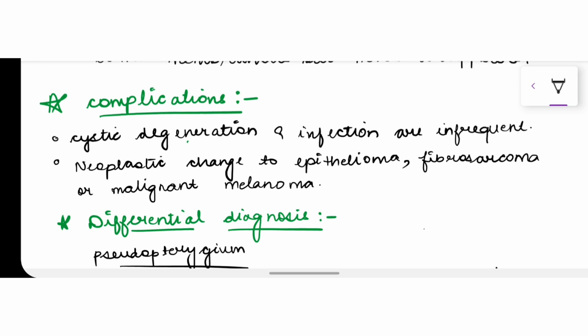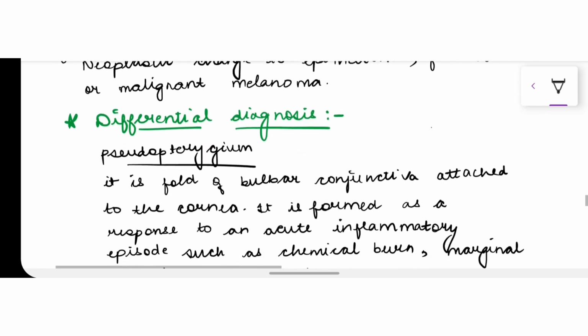Now let's see what are the complications of pterygium. However, complications are not that serious, but it can lead to cystic degeneration and infection. Second of all, it can lead to neoplastic change, to epithelioma, fibrosarcoma, or malignant melanoma.